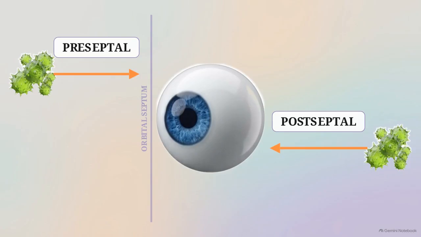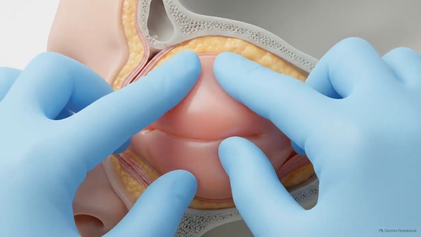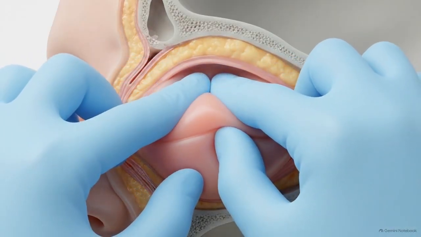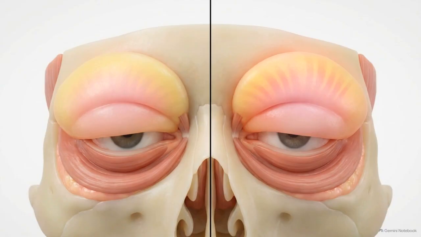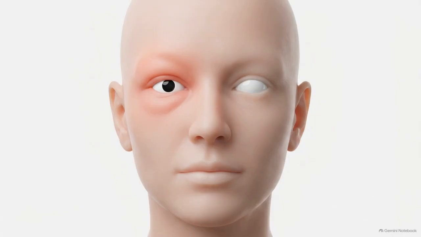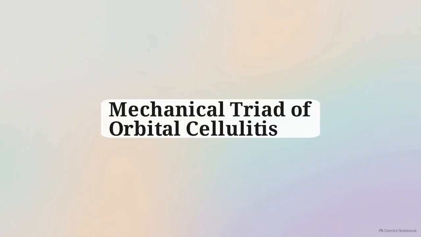However, a clinician cannot rely on the appearance of the eyelid to rule out an orbital infection. Swelling, redness, and warmth are superficial signs present in both conditions. The defining characteristic of preseptal cellulitis is that the eye itself remains unaffected. The patient will have normal visual acuity and normal eye movements. To confirm an orbital infection, we look for a mechanical triad of deep postseptal signs.